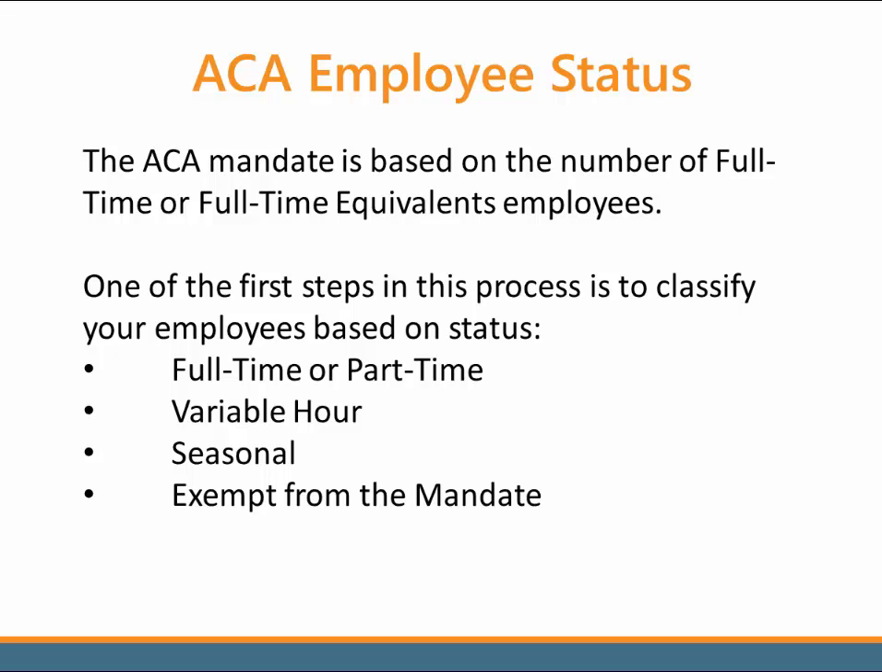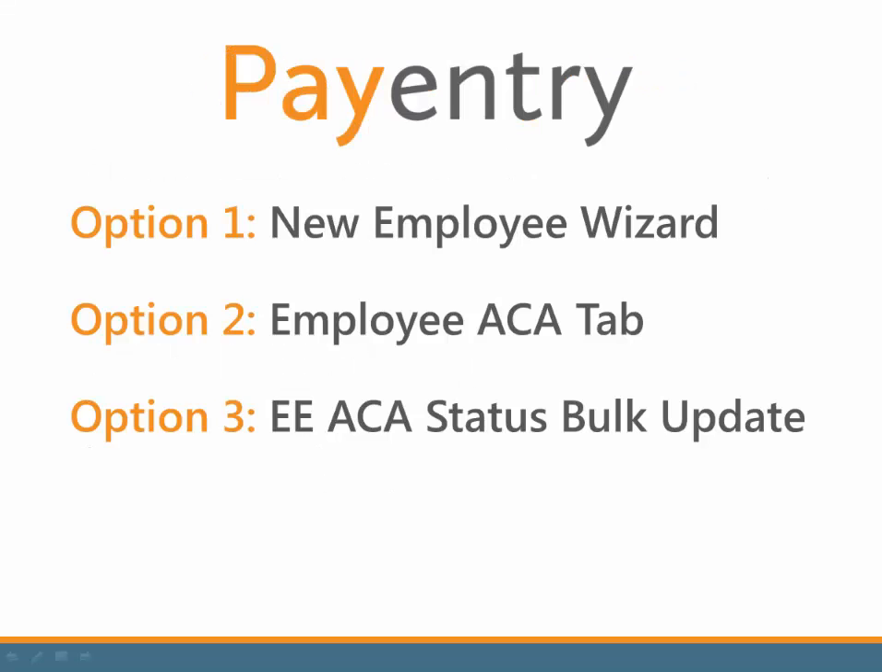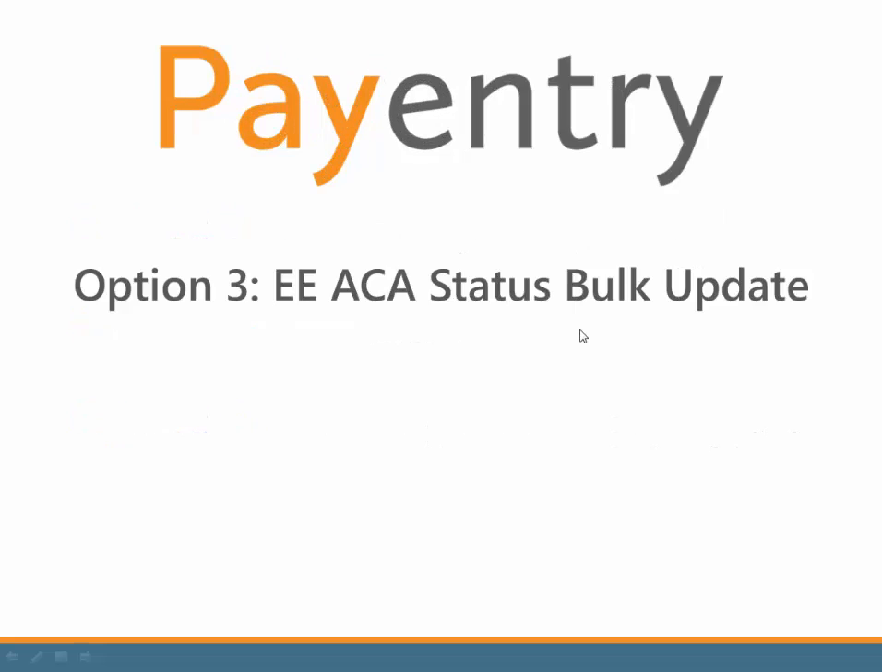Just as a quick review, the ACA mandate is based on the number of full-time or full-time equivalent employees. Determining the status is one of the first steps you must do to begin your ACA process. In the first video, we covered the New Employee Wizard and the Employee ACA tab. In this video, we will concentrate on the Employee ACA Status Bulk Update utility. This utility allows you to change the status of multiple employees at one time.